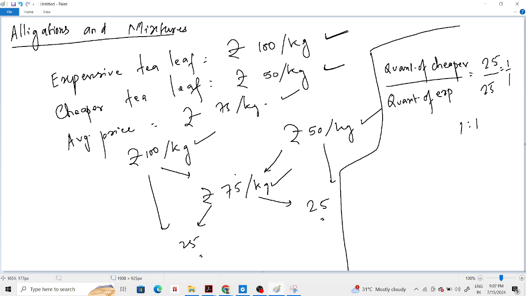Okay, so quantity of cheaper by quantity of expensive is equals to, see, cheaper is in the numerator, this was the cheaper one, this was the expensive one. Who is sitting below cheaper? 25. Who is sitting below expensive? 25. I mean, in this case both came 25, that is why 25 25. Okay, it can be something different also. And then you just cut it out, you get 1:1. So that means in this final mixture, the quantity of cheaper to quantity of expensive is 1:1.